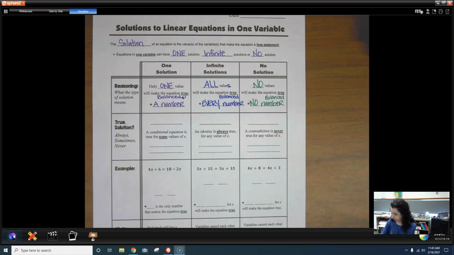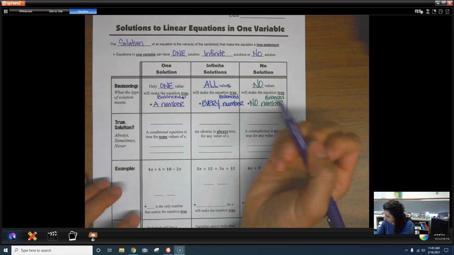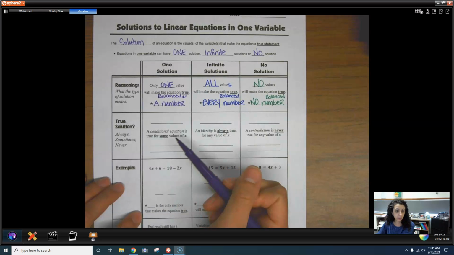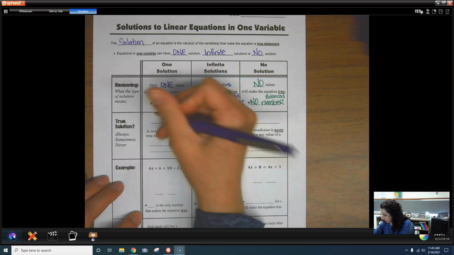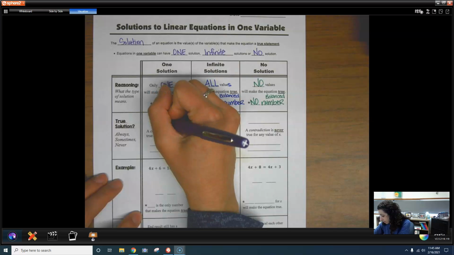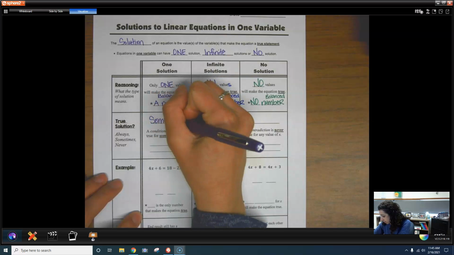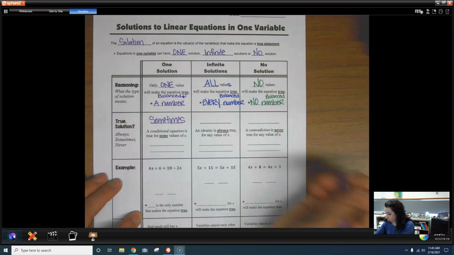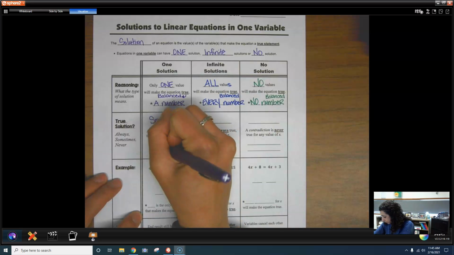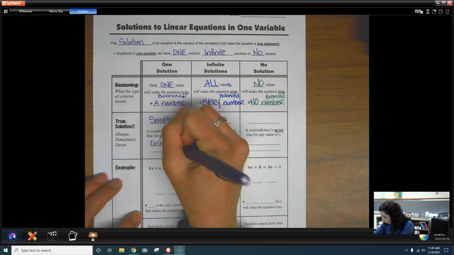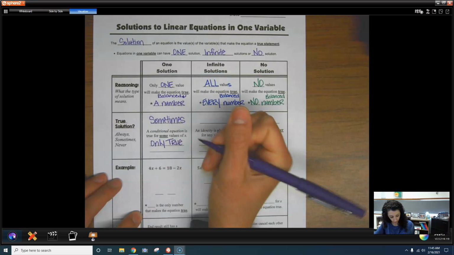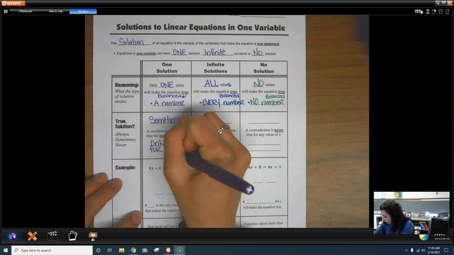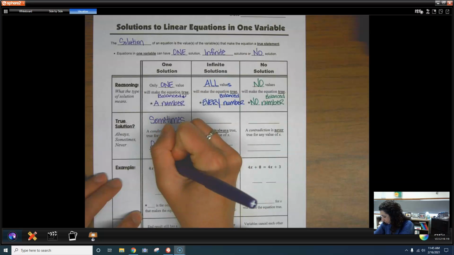So, in a true solution, it says always, sometimes, or never. So, in a one solution, it's a conditional equation, which means that it only happens sometimes. And when is that sometimes? That sometimes is only true for one number.